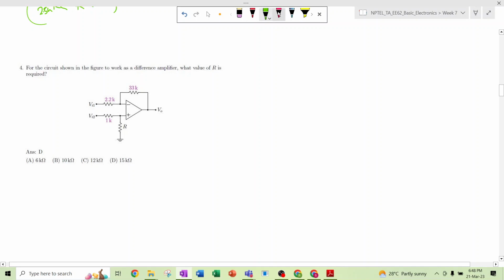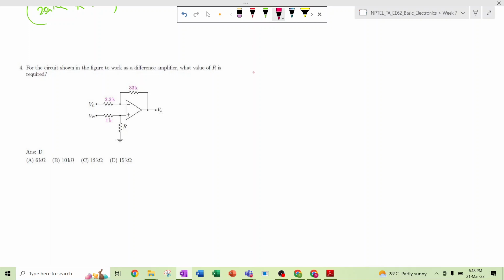Okay, so moving forward to the next question. For the circuit shown in the figure to work as a difference amplifier, what value of resistance is required? So what do we mean by the difference amplifier?